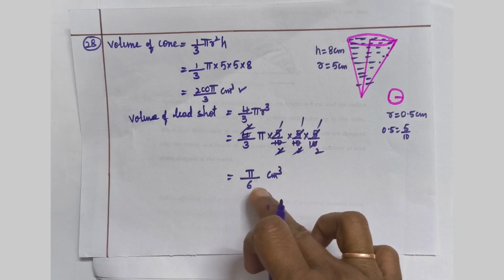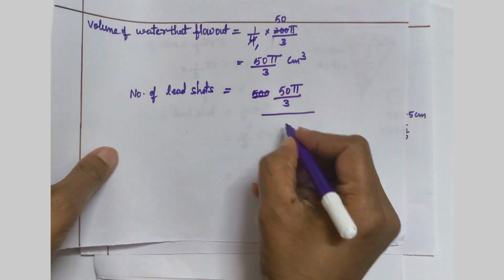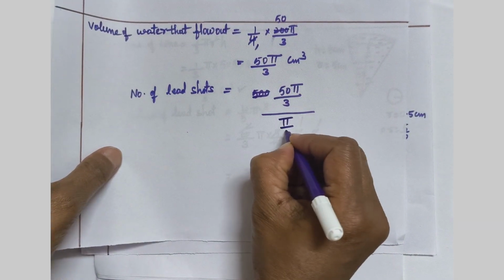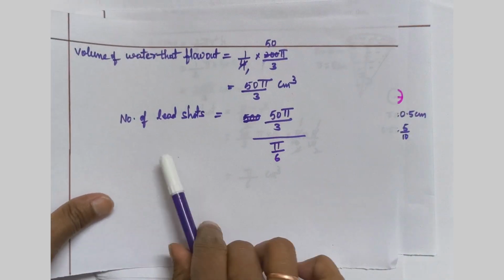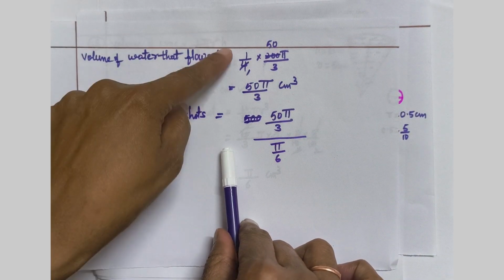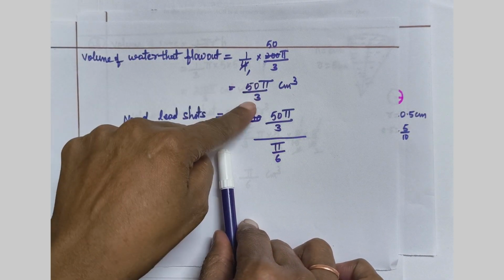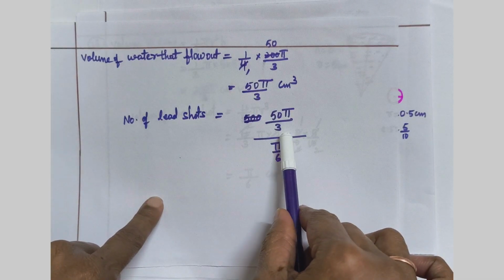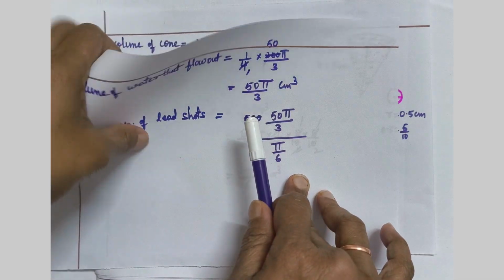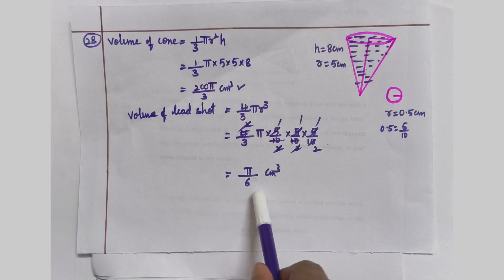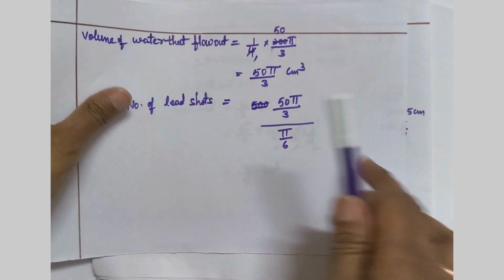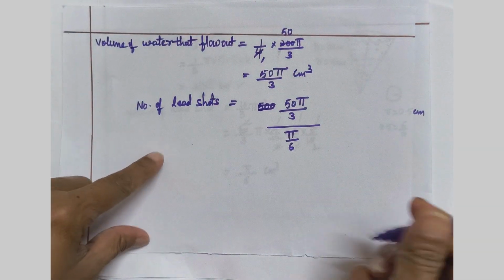Volume of one lead shot, how much do you have? 5 by 6. Dividing by this will give you the answer. So, the number of lead shots you want: 1/4 after water flowing, what is the volume there? 500 pi by 3 divided by the volume of one lead shot. Volume of one lead shot is 5 by 6. This division will give you the number of lead shots.